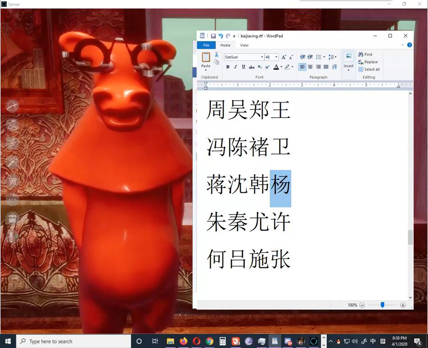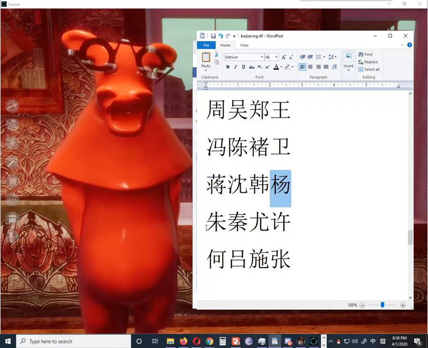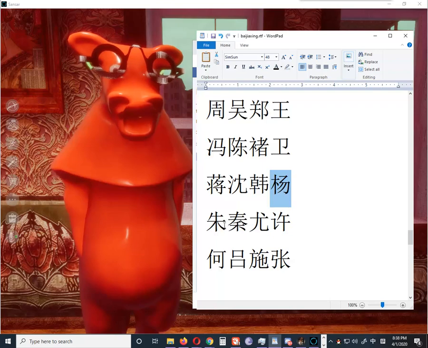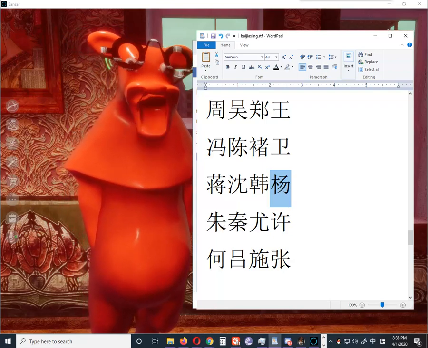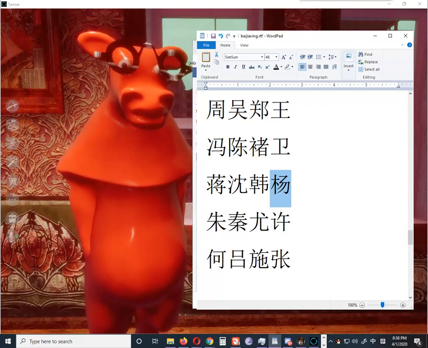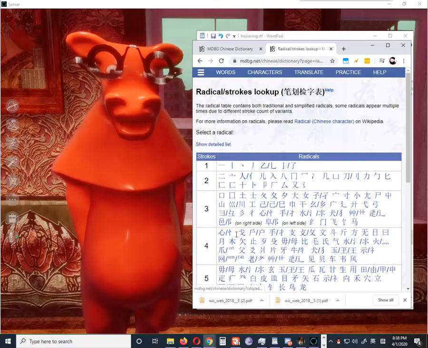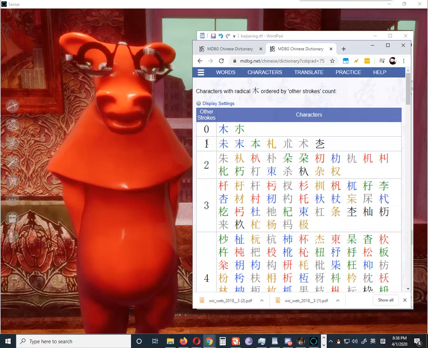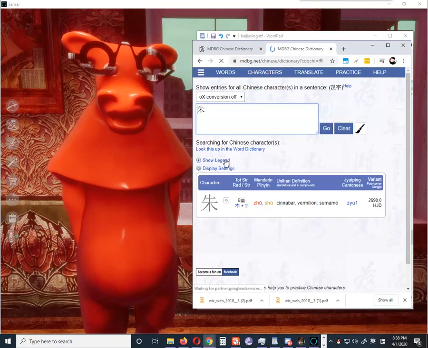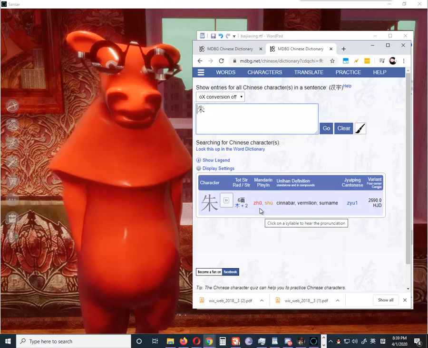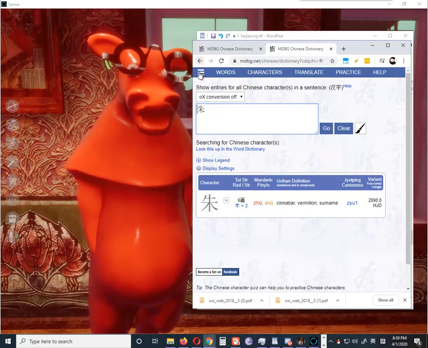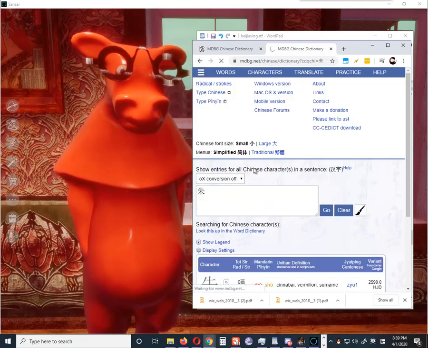And what do you think the radical is that we need to look up by? What do you see here? Could it be wood plus 2? I think it is. So I'm going to go. And wood is a 4-stroke. There it is. And in the 2 category, I should be able to... Oh, there it is. Zhu. 1st tone. It's a surname. Okay. Radical strokes. Let's go.